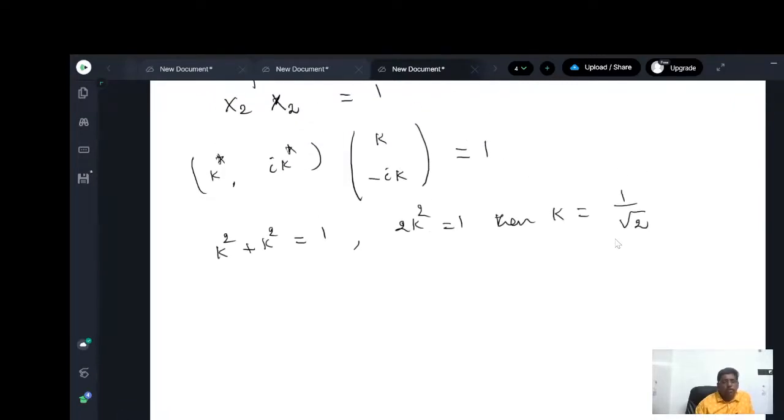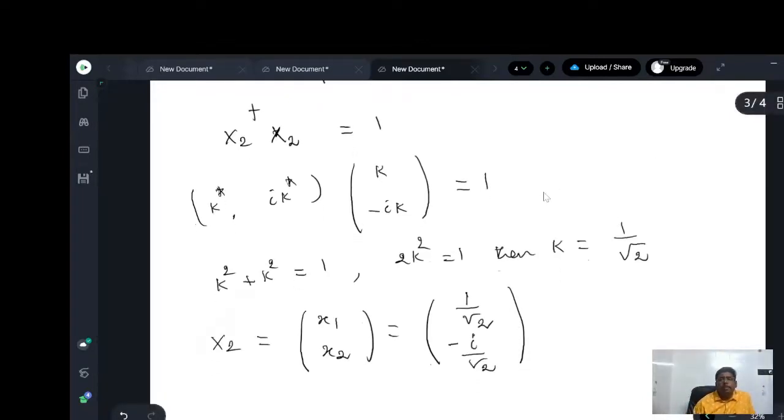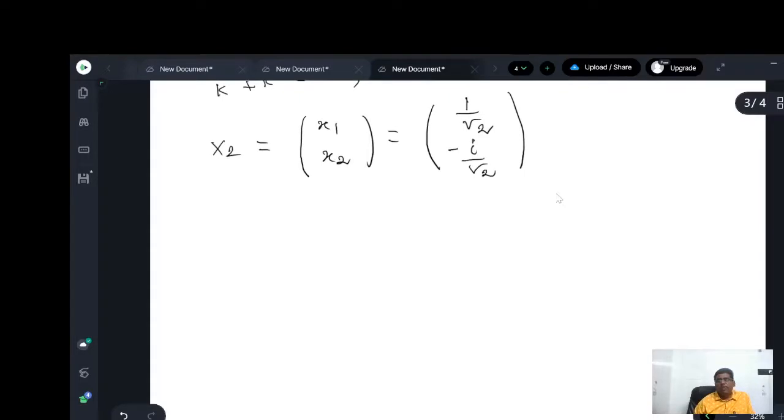Now the value of x2 becomes [x1; x2]. The value of x1 is k, which is 1 divided by root 2. x2 is i into k, this is i divided by root 2. This is the value of x2. Now, using the two eigenvectors x1 and x2, we have to construct a new matrix B. B equal to [x1, x2].